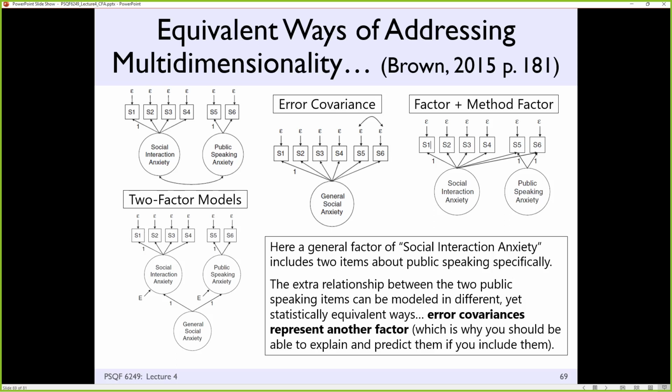In IRT models estimated with maximum likelihood, you can't have error covariances. That's not a choice. You have to do it this way. And so that's why bifactor models are much more of a thing in IRT, because you're stuck with them. You can't have error covariances if you're using full information maximum likelihood, only if you're using limited information, WLSMV, or diagonally weighted least squares, for those of you who saw those words in your papers.